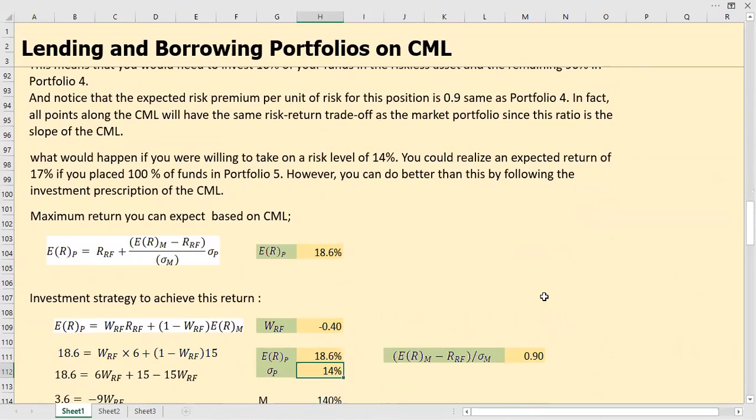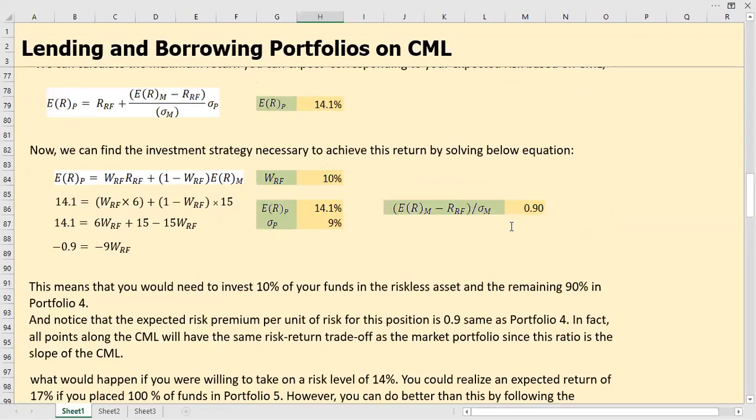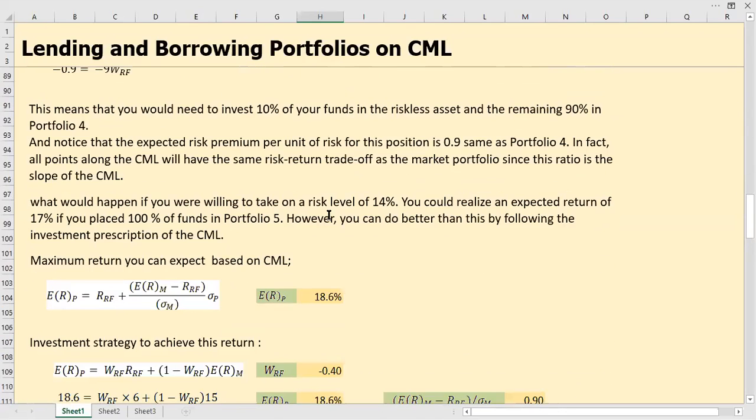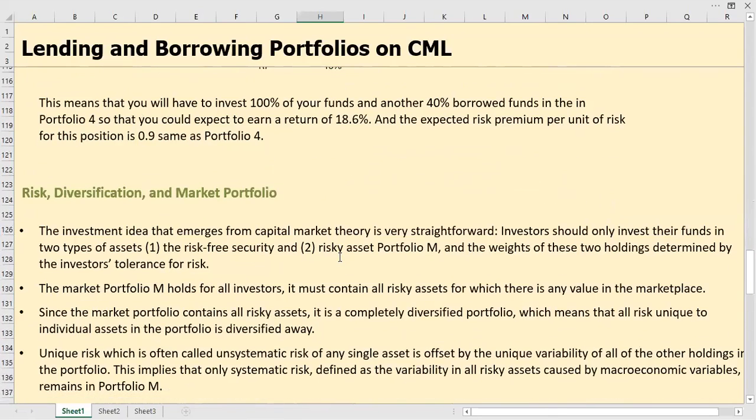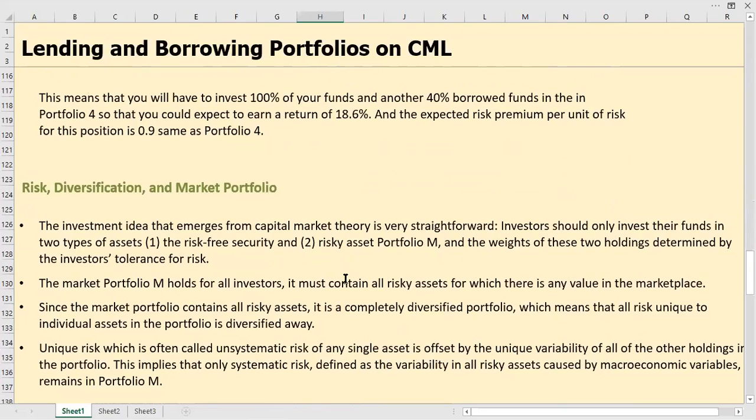As we all know, higher the risk, higher the return. The relationship is always there, the positive relationship. So you get higher standard deviation, that means you are going to go for a higher return. Here it is the same. For 9% it was 14.1. For 14% we get 18.6. So it is the case when it comes to the capital market theory also, right?